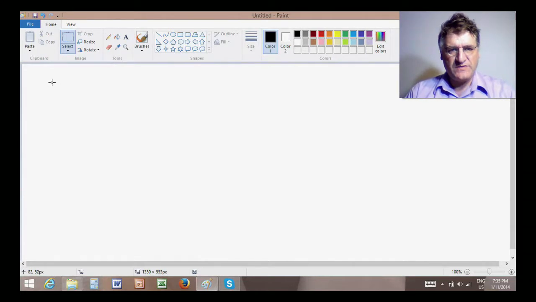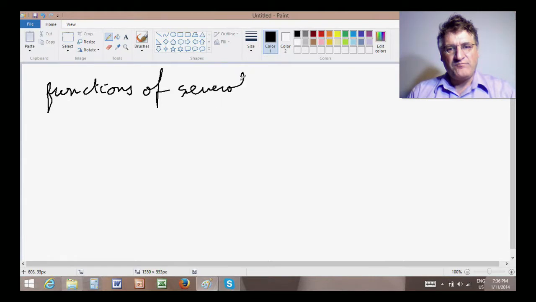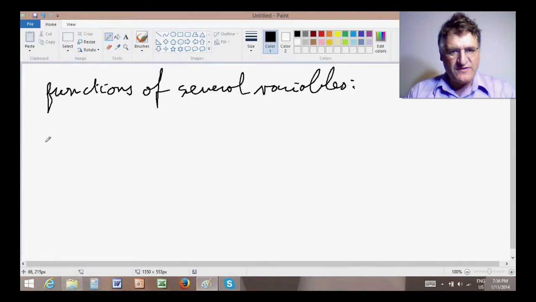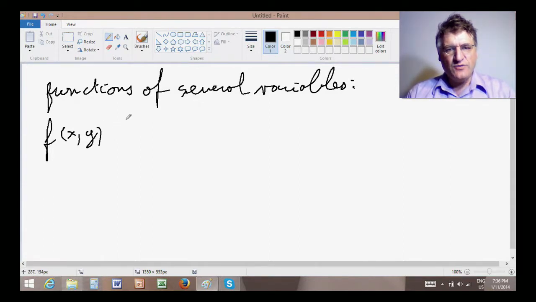So the linearization process for a function of several variables works exactly the same way. You have, for example, a function of x and y, and you would like to linearize it about some initial position or some operational position, x0, y0.